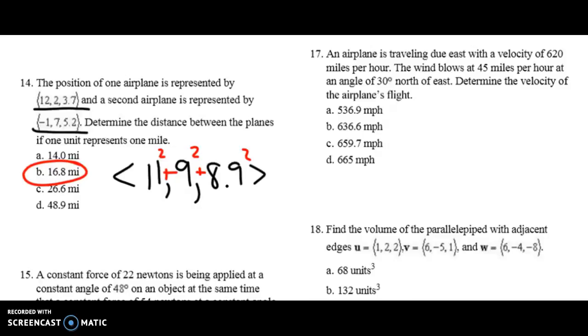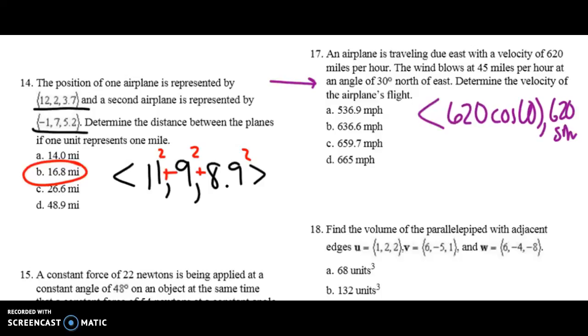So again, I'll write two vectors. First one, due east with a velocity of 620 miles per hour. If I'm going directly east, that's going to be 0 degrees, correct? So it's going to be 620 cosine of 0, and then 620 sine of 0 degrees. And so we find that to be 620, 0. That is the vector.